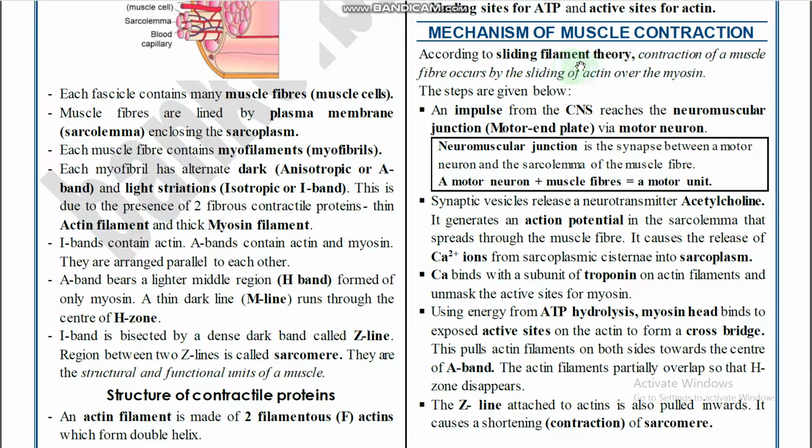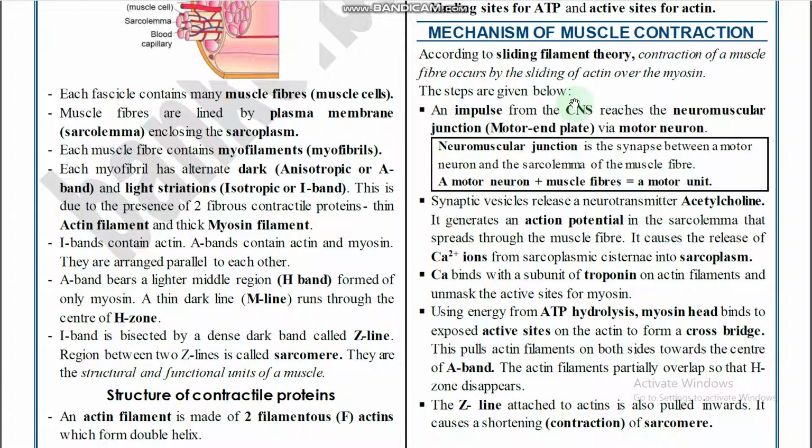What filaments? There are two filaments, thin filament and thick filament, right? In the muscle there are two different types of filaments. These thin and thick filaments slide on each other, and that is how muscle contraction is explained by the sliding filament theory. According to the sliding filament theory, contraction of a muscle fiber occurs by the sliding of actin over the myosin. Because of the sliding of the actin over the myosin, it is called the sliding filament theory. This sliding takes place at the time of muscle contraction and relaxation, right? The steps are given below.